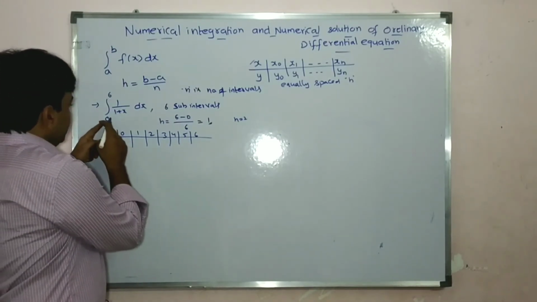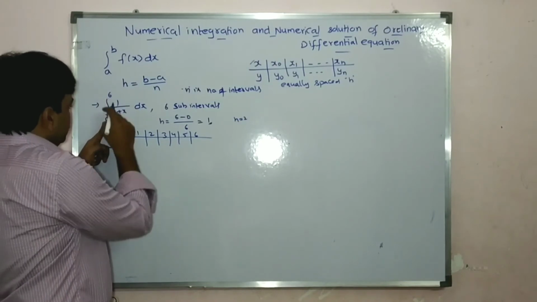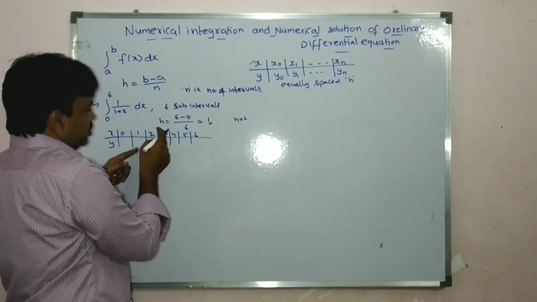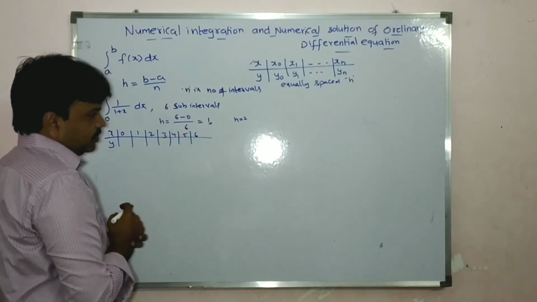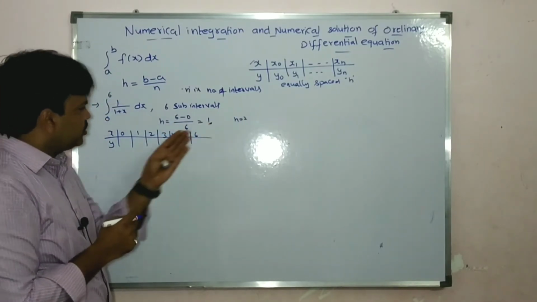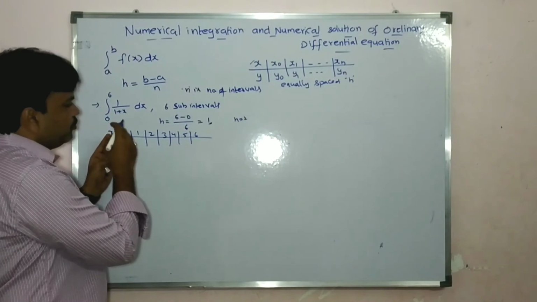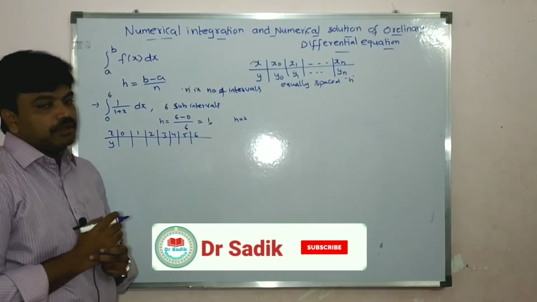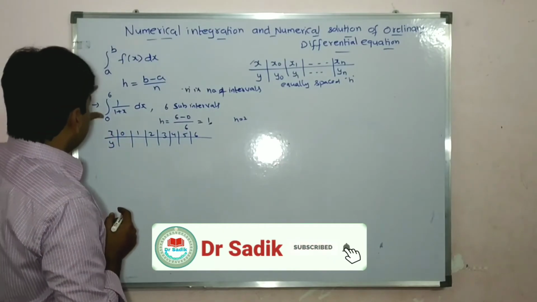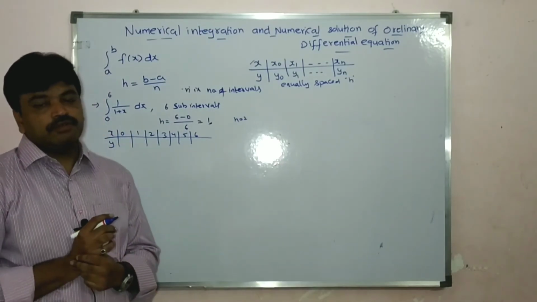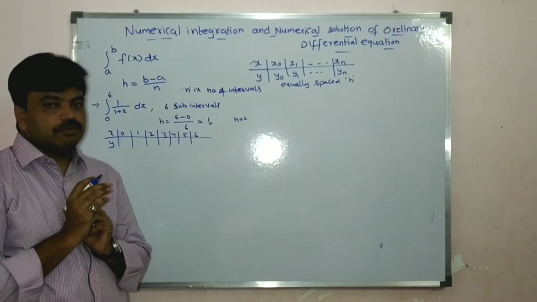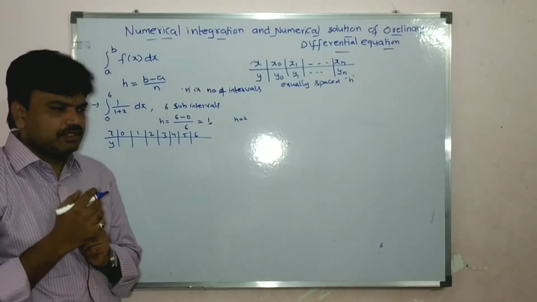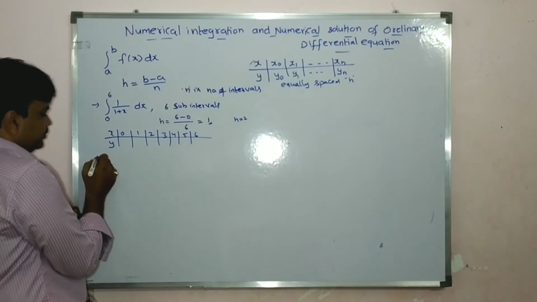Then we split the interval from 0 to 6, like this: 0 to 1, 1 to 2, 2 to 3, 3, 4, 5, 6. If h is equal to 2, then 0 to 2, 4, 6. To evaluate such types of integrations, we have different methods, different formulas. The formulas are here.